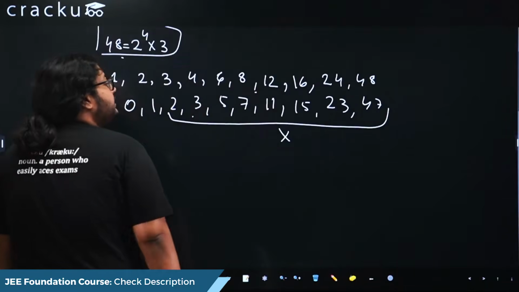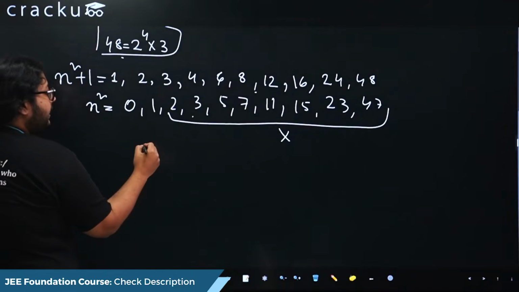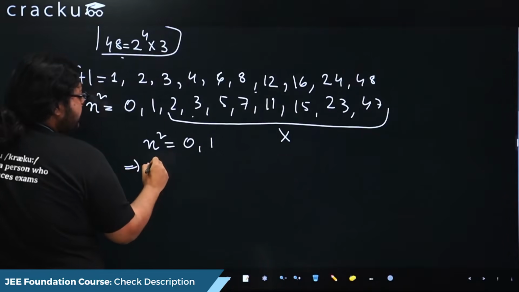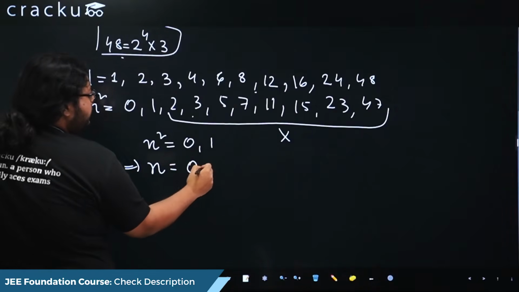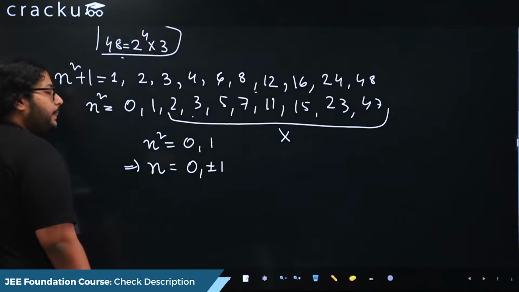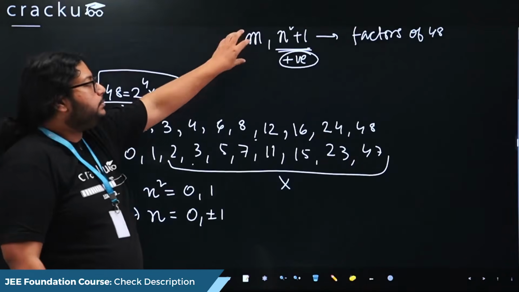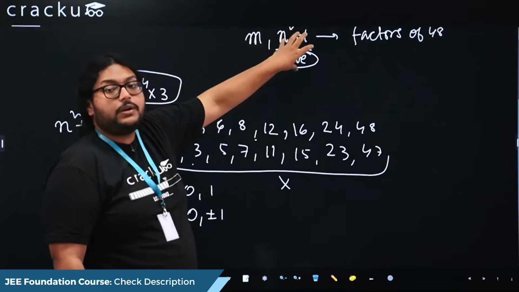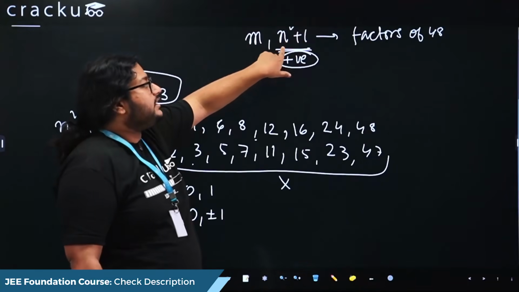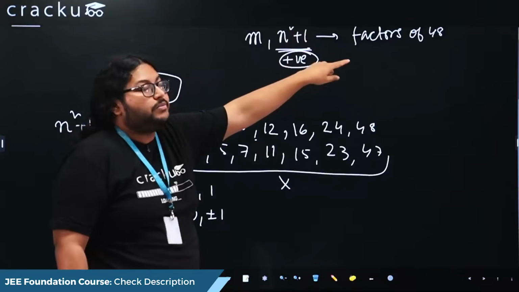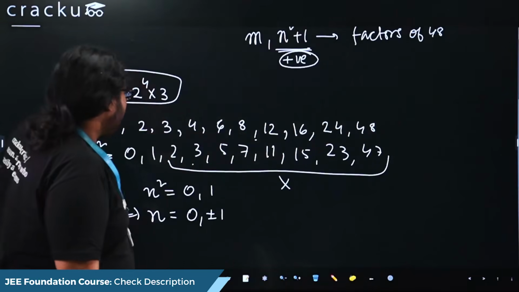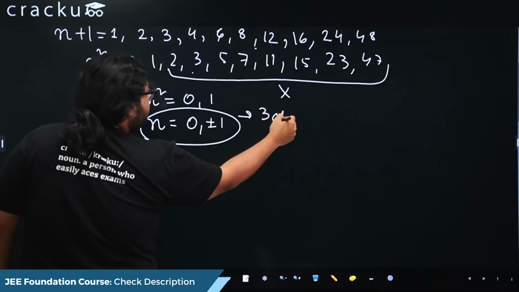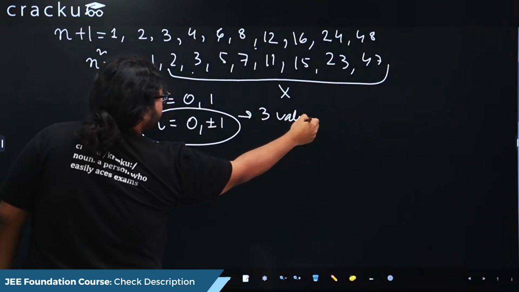All of this is rejected. What values can n square take? n square can be 0 or 1. That means n can be 0 or plus minus 1. m never really proposed any restrictions as such. The only restrictions were proposed by this n square plus 1, because n has to be an integer, n square plus 1 has to be a factor of 48. So how many values of n do I get? I get 3 choices, like 3 values of n.